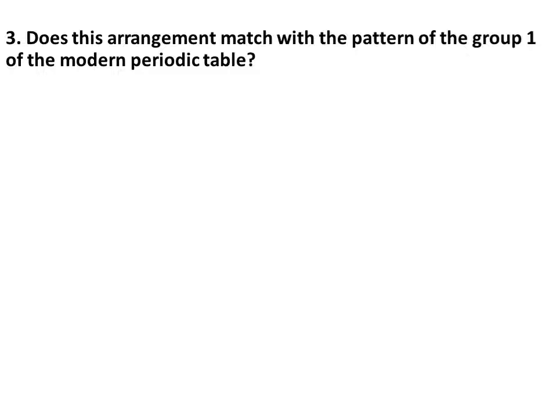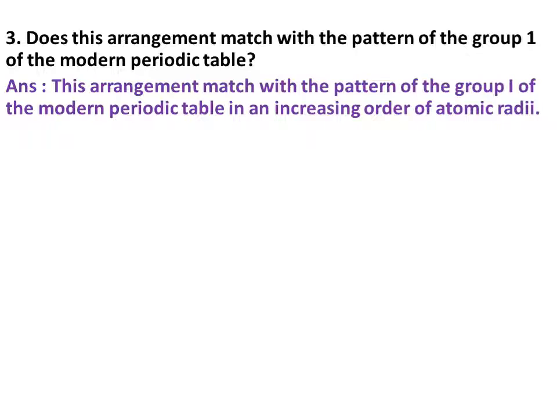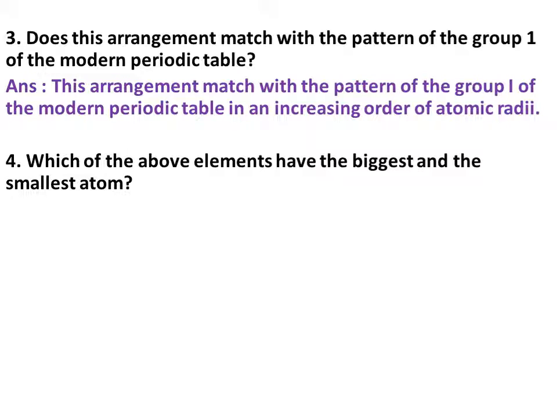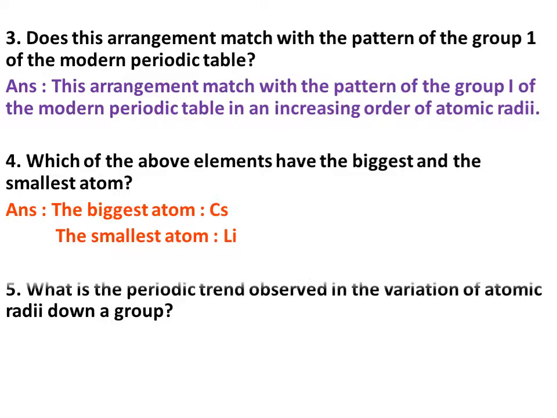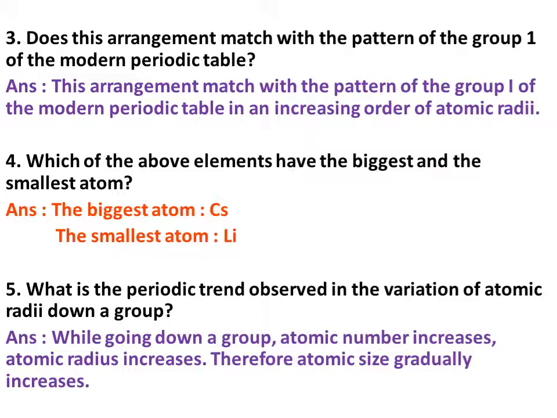Does this arrangement match with the pattern of group 1 of the modern periodic table? This arrangement matches with the pattern of group 1 of the modern periodic table in increasing order of atomic radii. Which of the above elements have the biggest and the smallest atom? The biggest atom is cesium and the smallest atom is lithium. What is the periodic trend observed in the variation of atomic radii down a group? While going down a group, atomic number increases. Atomic radius also increases. Therefore, atomic size gradually increases.